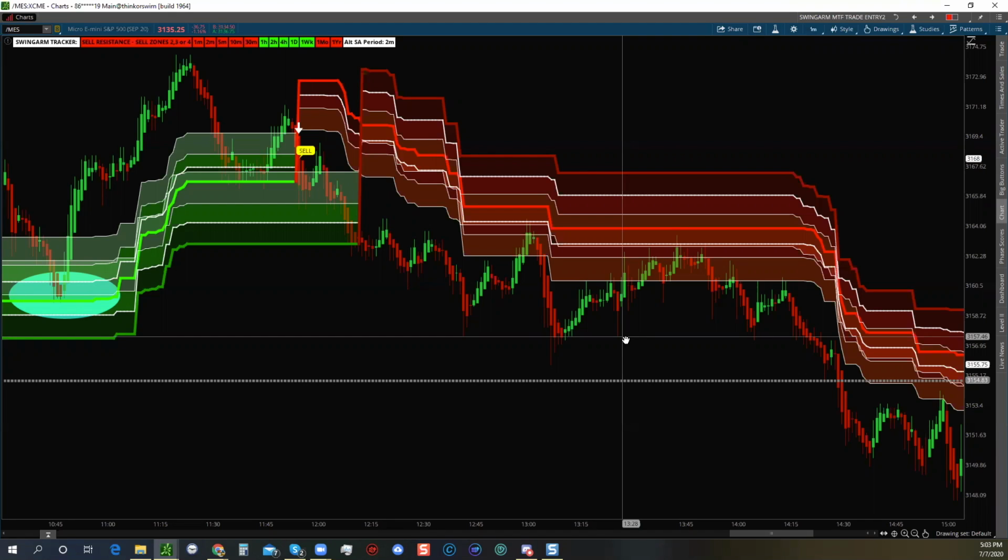Victor is asking, is there any chance to document the swing arm strategy in a text format? Jose, do you sell the strategy? No, I don't. Victor wants to know if you can document the process in a routine format.